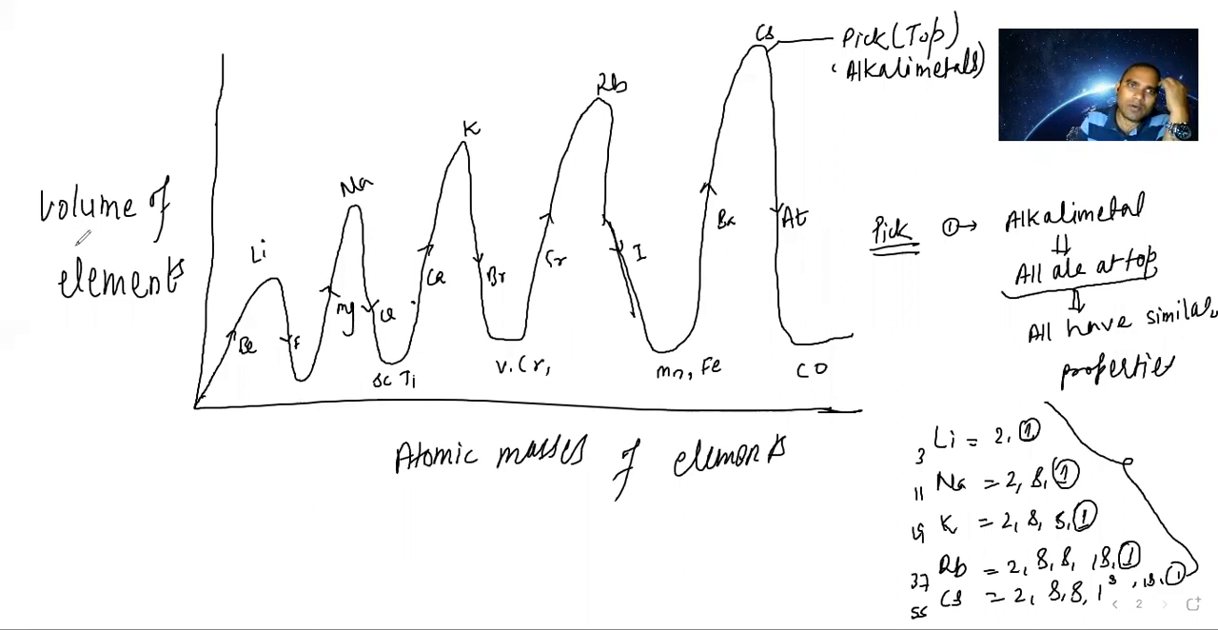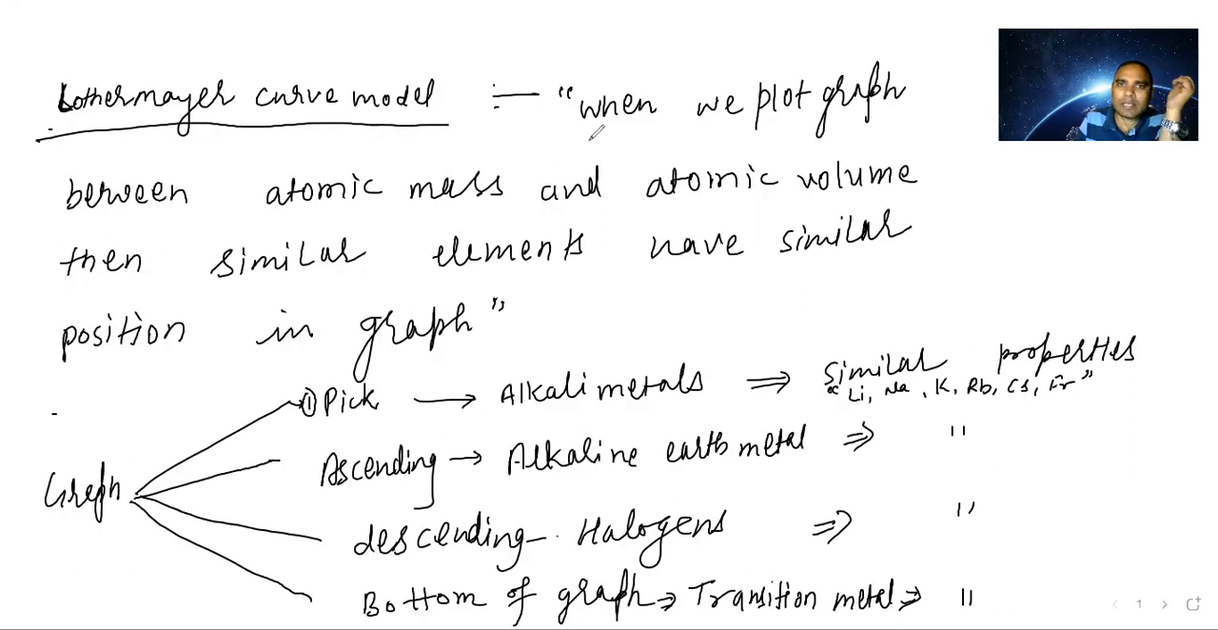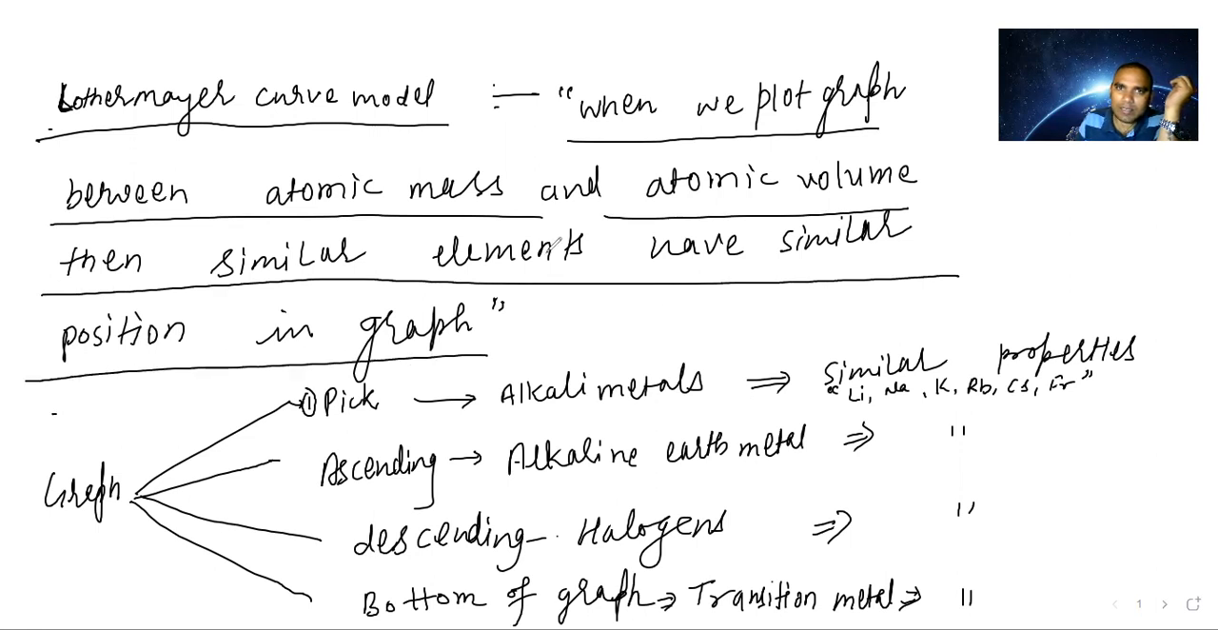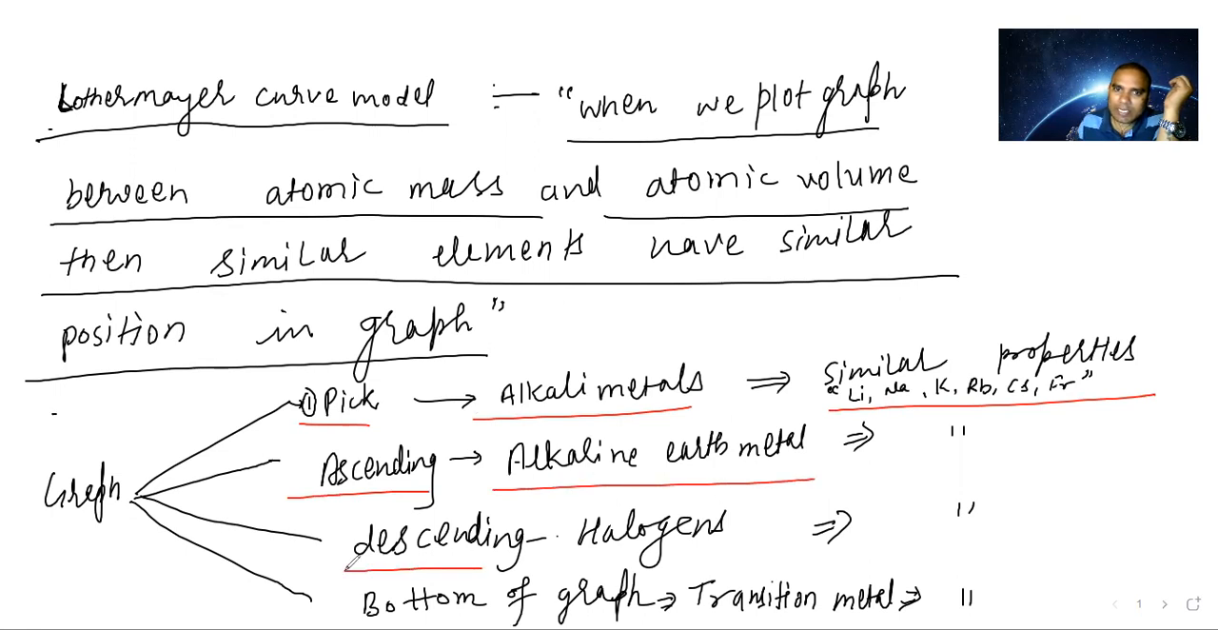So this is all about the Lothar Meyer curve model. They are saying that when we plot a graph between atomic mass and atomic volume, similar elements have similar positions in the graph. Peak if you talk about alkali metals, ascending alkaline earth metals, descending halogens, bottom of the graph transition metals. Getting my point?